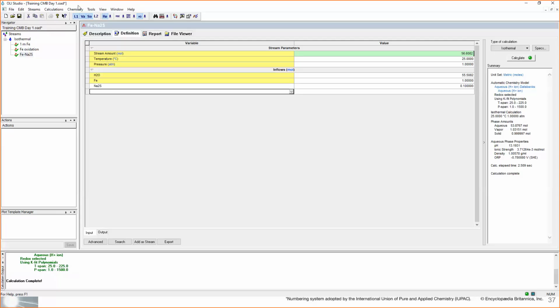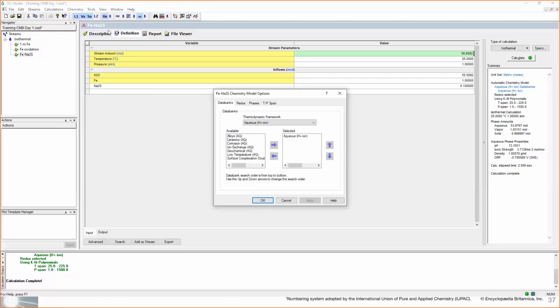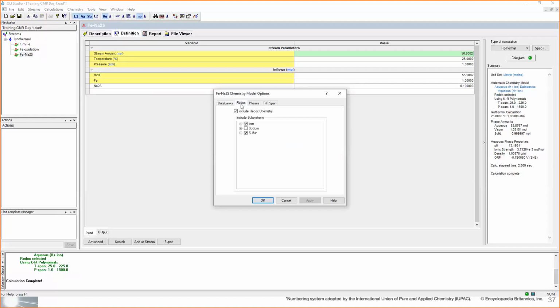You go to the chemistry tab, so go to the menu. There is the chemistry tab, and you click on it. We are going to go to the option that says model options. We click on it, and that will open a new window. In this new window, you'll see that there are 4 tabs, and we are going to go to the second tab that says redox.